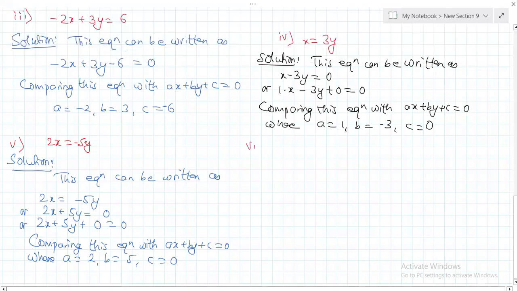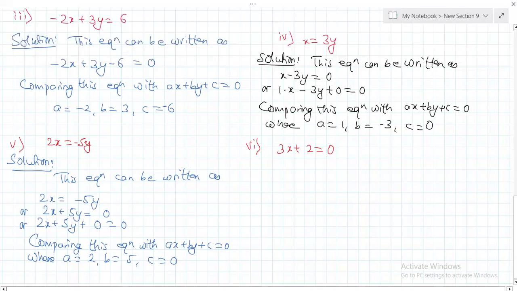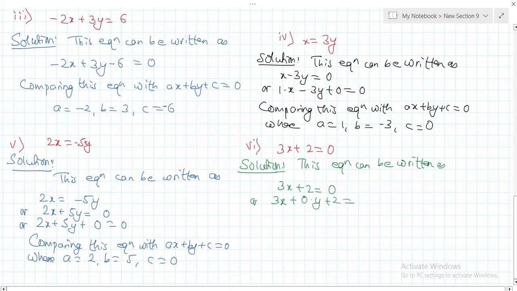Now next question, number 6. Number 6 is 3x plus 2 is equal to 0. Now let us see how you can do this. Solution. This equation can be written as 3x plus 2 is equal to 0. Now you can write here 3x plus 0 into y plus 2 is equal to 0.